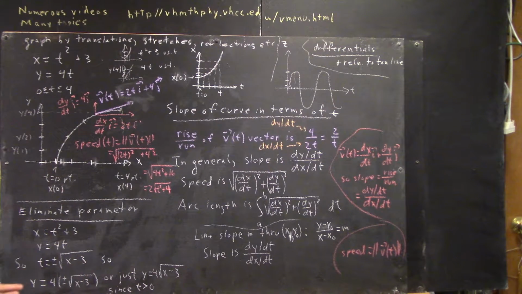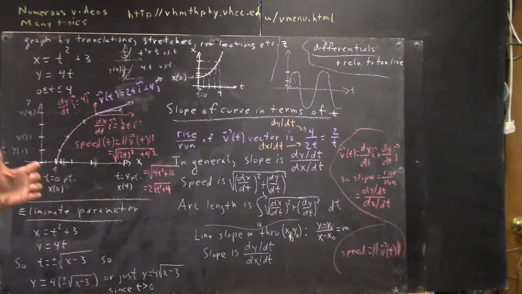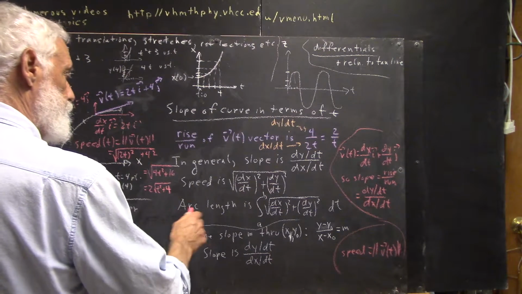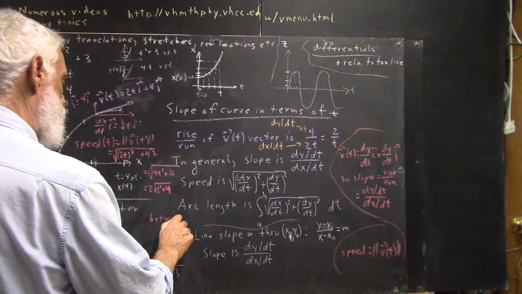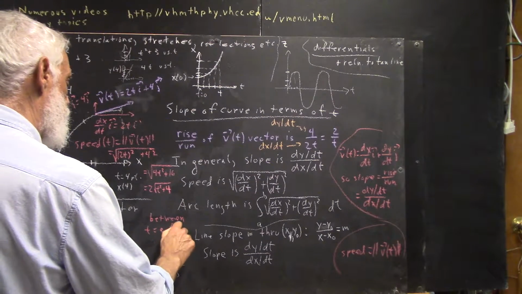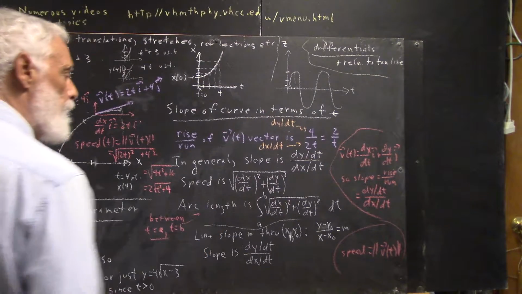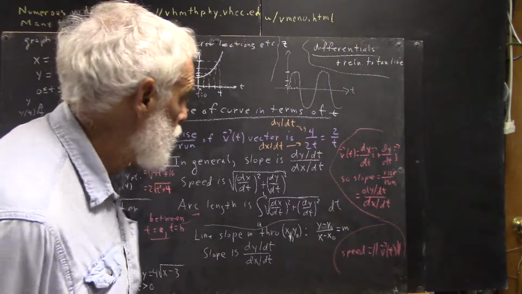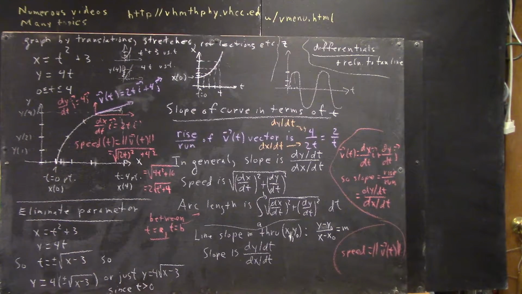Now, where does your integral go? Well, your integral goes from 2 values of t. So the arc length between t equals a, and I didn't write it here, t equals a and t equals b, is just this. In this case, you'd integrate 2 times the square root of t squared plus 4.